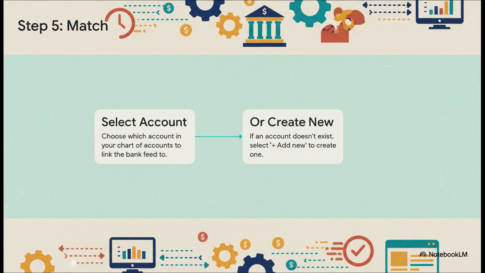Next up, you just have to tell QuickBooks which account this is for. You'll see your list of accounts, what accountants call the chart of accounts, and you'll just match things up. So you'll connect your actual bank's checking account to the checking account you have set up in your QuickBooks.